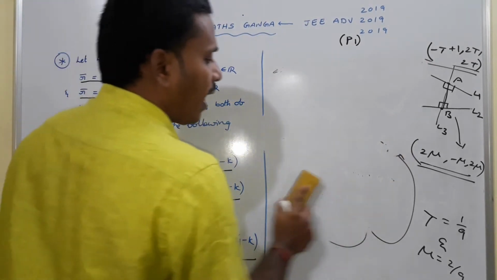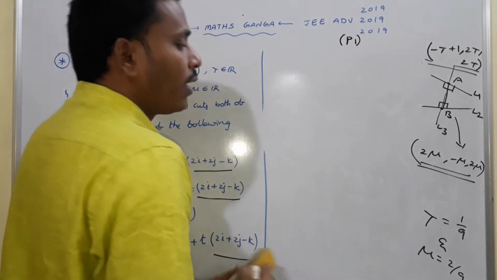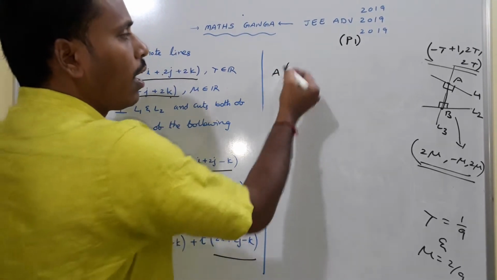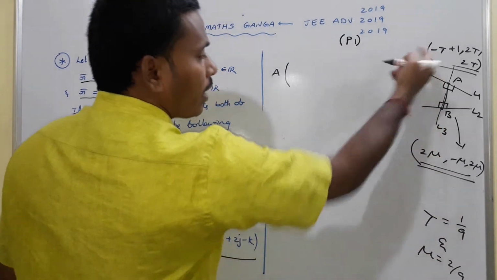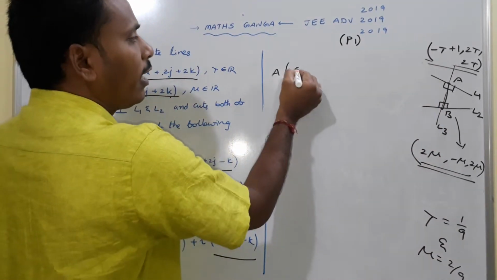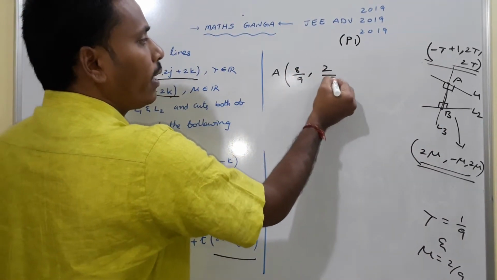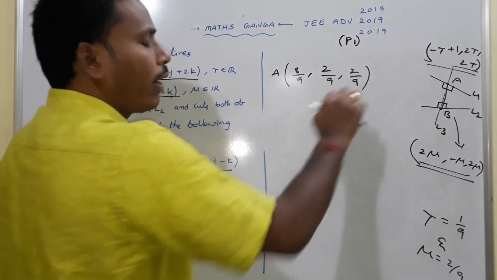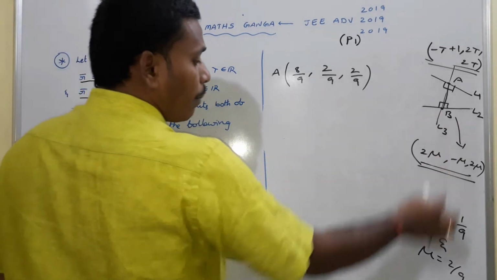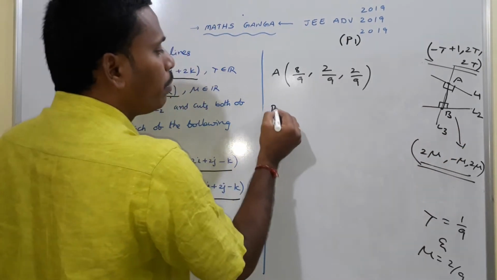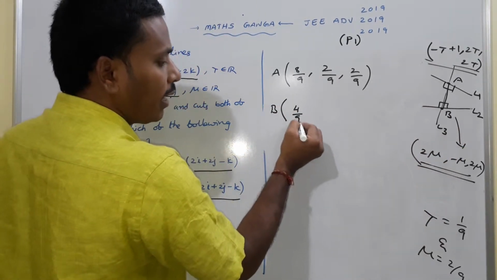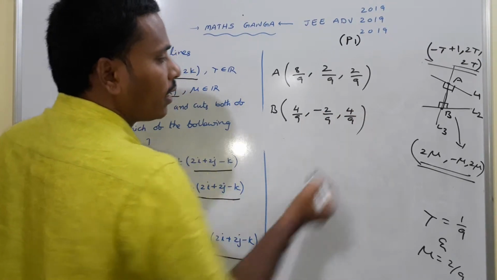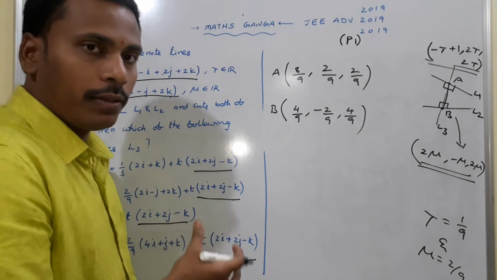Finally, since lambda is 1 by 3, the point A is minus 1 by 9 plus 1. So this can be written as 8 by 9, comma 2 by 9, comma 2 by 9. Replace lambda with 1 by 9, I have the point here. And then replace mu with 2 by 9, then you will get B. What is B? 4 by 9, and then minus 2 by 9, and then 4 by 9. These are the coordinates of the point P.